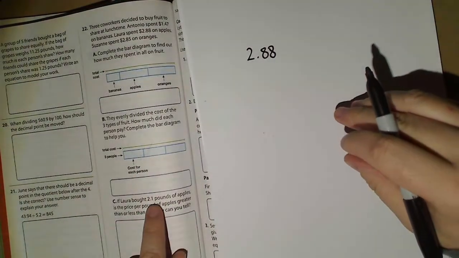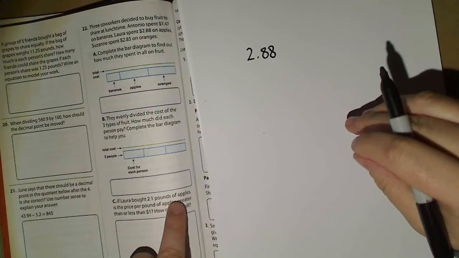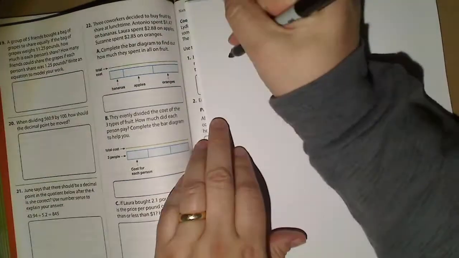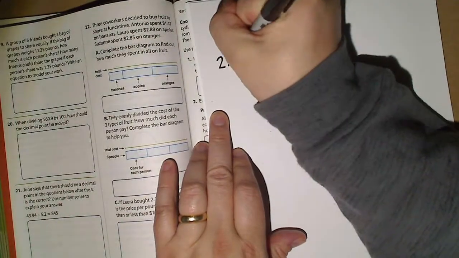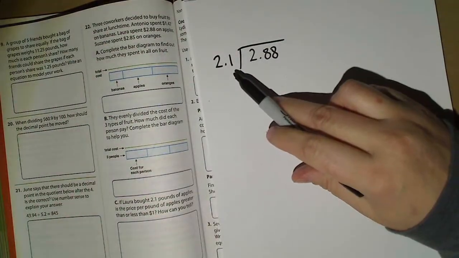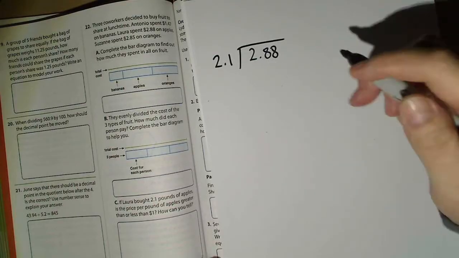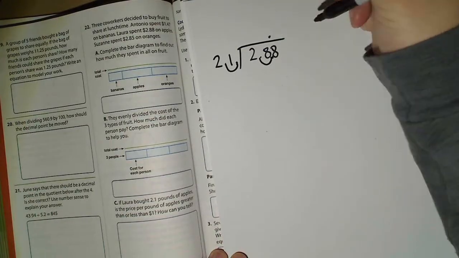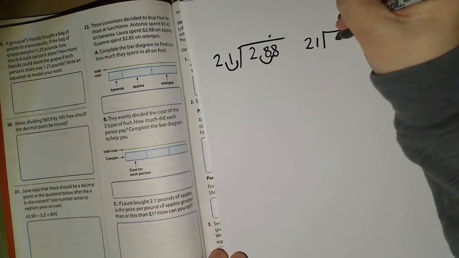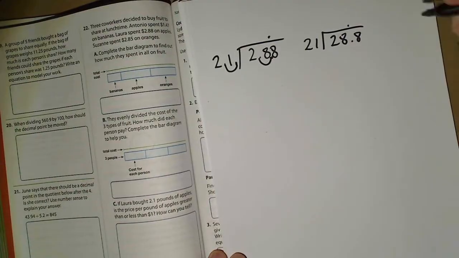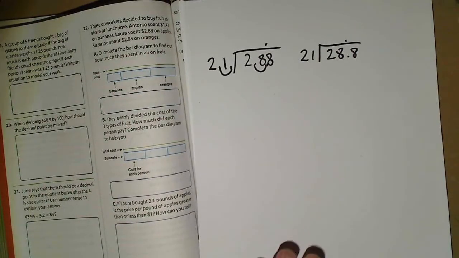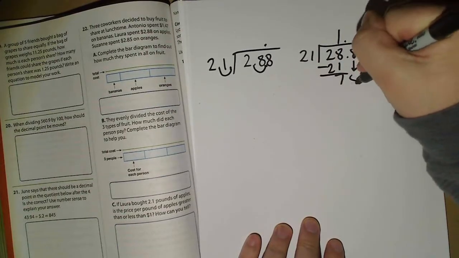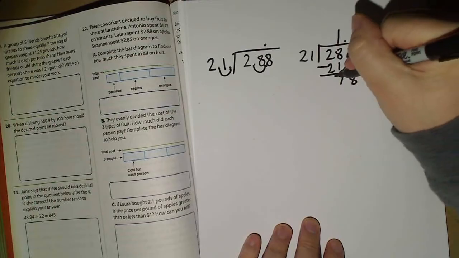It says if she bought 2 1/10 pounds of apples, is the price per pound of apples greater or less than $1? We really could figure this out with a division problem, right? We have 2 1/10 as our divisor now and the cost of the apples. I'm going to move that over, copycat, bring it up. Now I really have 21 as my divisor and 28 8/10 with the decimal moved up into the quotient. 21 goes into 28 one time. I get a 7. Bring down my 8.